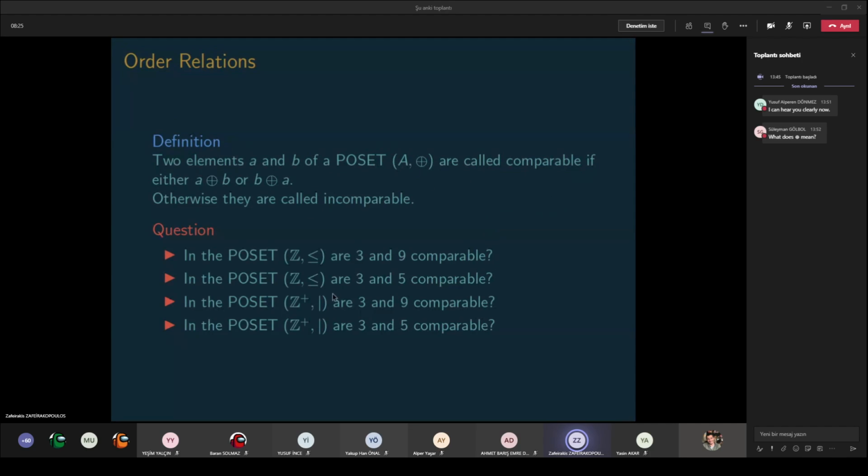So questions. In the poset, we saw that this is a poset, right? Z with smaller or equal, are 3 and 9 comparable?